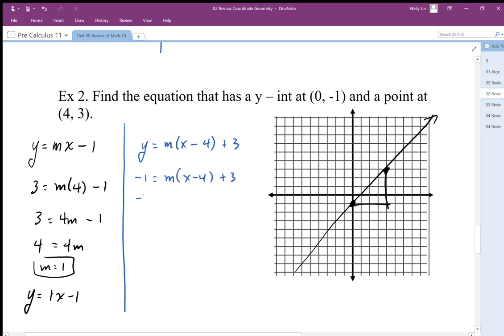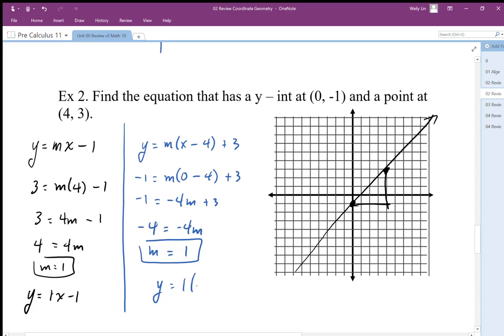And when I solve for m, I get -1 equals m times, it's going to be 0. Okay, x is 0, y is -1, so I end up with -4m plus 3 is equal to -1. So -4 is equal to -4m. And I end up with the same result, m equals 1. And then I just leave my equation in the point slope form, because there's nothing wrong with the point slope form.